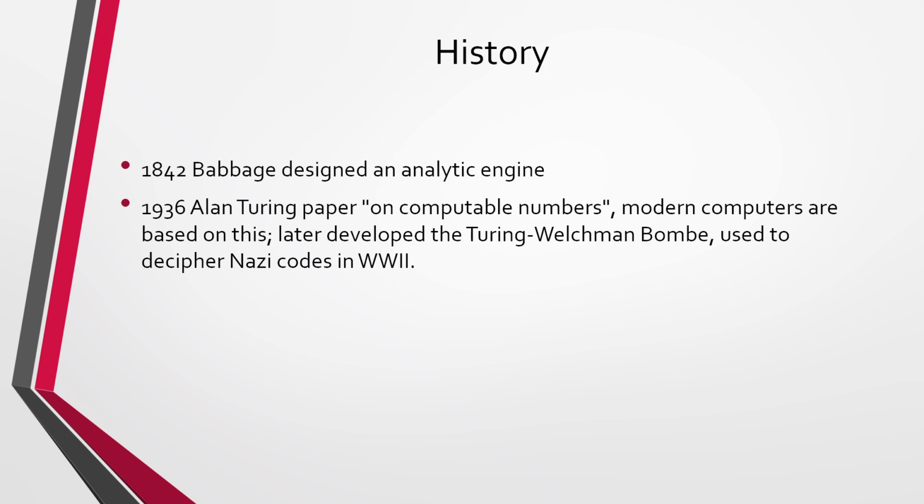In 1936, Alan Turing wrote a paper on computable numbers. Modern computers are based on this. He later developed the Turing-Welchman bombe, which was used to decipher the Nazi codes in World War II, the Enigma code.